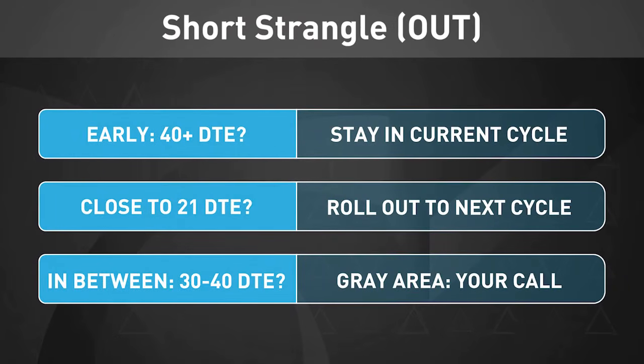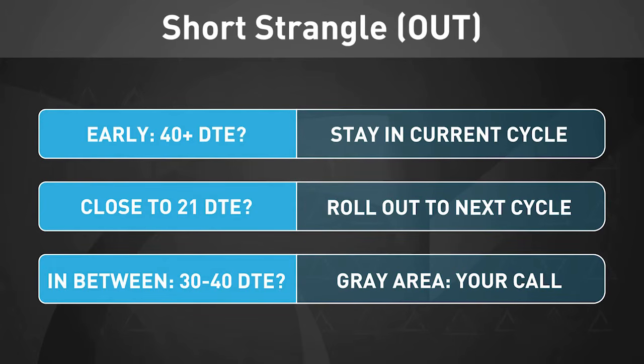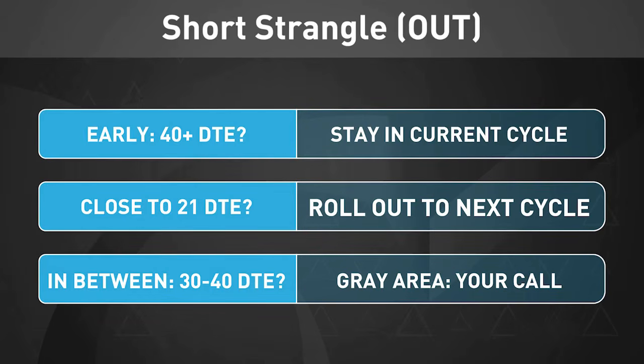So, if it's very early in the life of the trade, like still 40 plus days to expiration, it might be a bit too early to roll it out just yet. Of course, roll it up and down to reduce those deltas, but staying in the current cycle might be the move here. Now, what if you're already close to 21 days to go? So anything, let's say 29 or below, and you're tested. Probably go ahead and roll it out too, because you're getting close to that 21-day marker where you're going to want to roll it anyway.